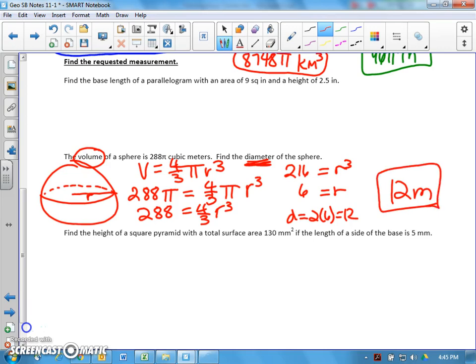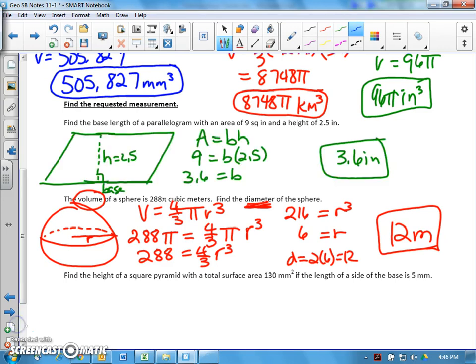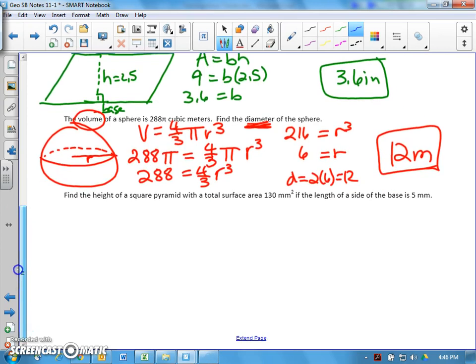So now go back to the previous problem, where it's asking you about a parallelogram. Stop the video, draw your parallelogram, label what you know, and solve the problem. Then turn it on to check again. And you should get 3.6 inches.